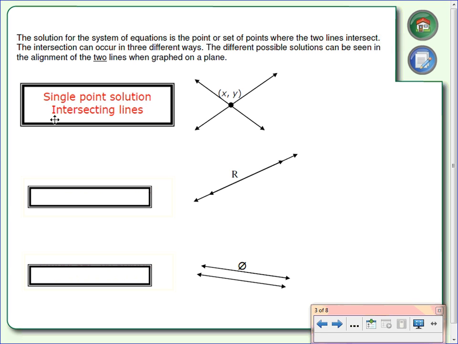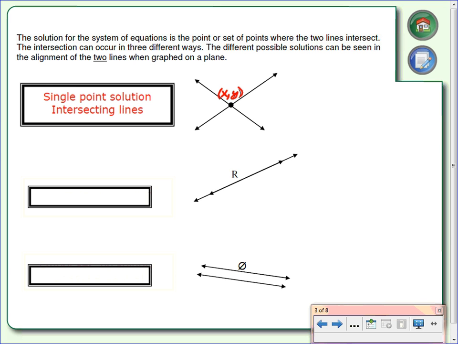Lines intersect. And the reason that's important is because wherever those two lines intersect, that is the point of solution, or the solution. Okay, so in this case, wherever they meet up, that is going to be the answer to our problem today. So the answers we have today are going to be in the form of an ordered pair.